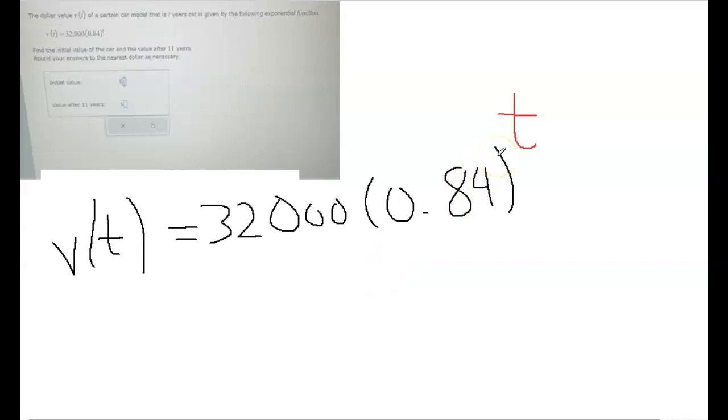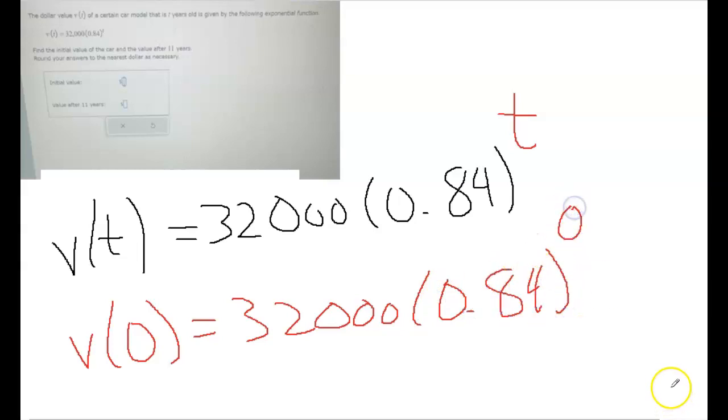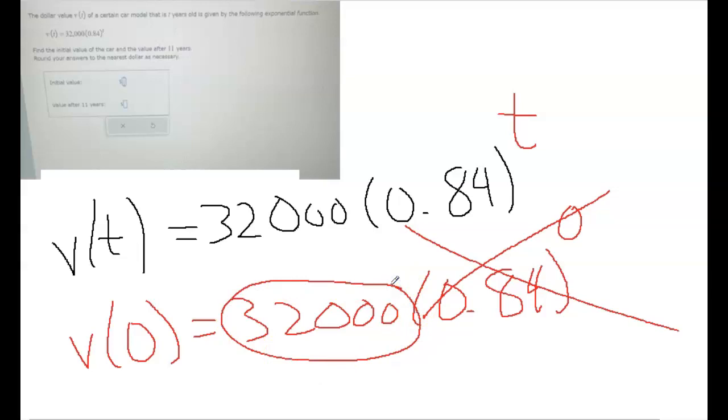So it says find the initial value of the car and then the value after 11 years. Starting with the initial value, that will mean 0 years have gone by. So you would try to find v, the value after 0 years, which means you're just going to put a 0 in here for t. So you're taking the number 0.84 and raising it to the 0 exponent. You can do that on a calculator. Anything to the 0 exponent is 1, so this whole thing will become 1. So it's 32,000 times 1, which means 32,000 is the original value of the car, the value after 0 years.